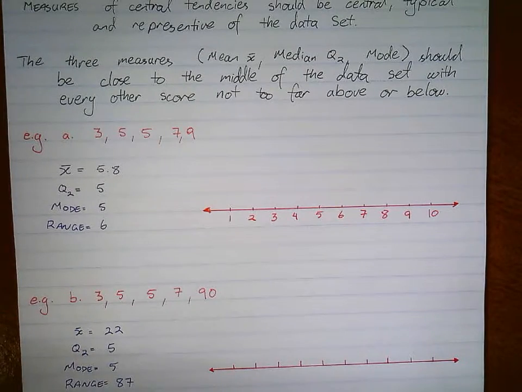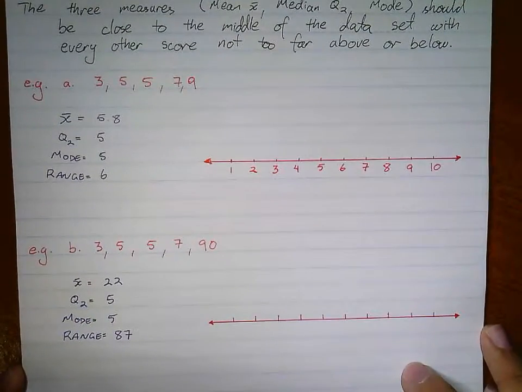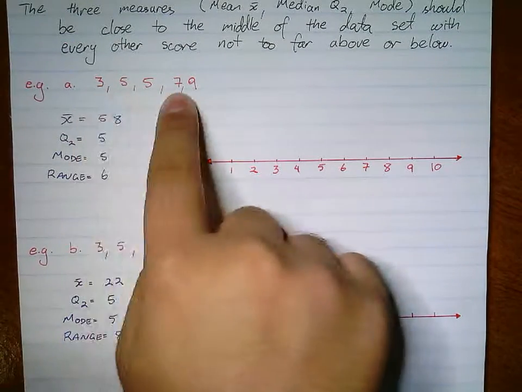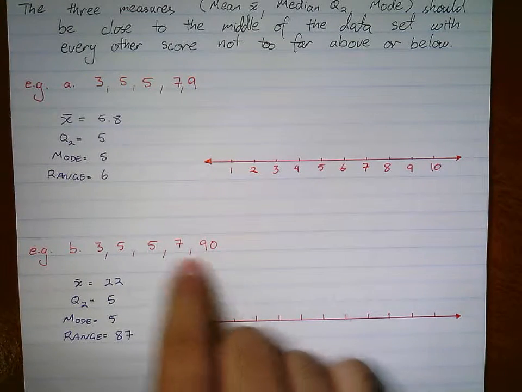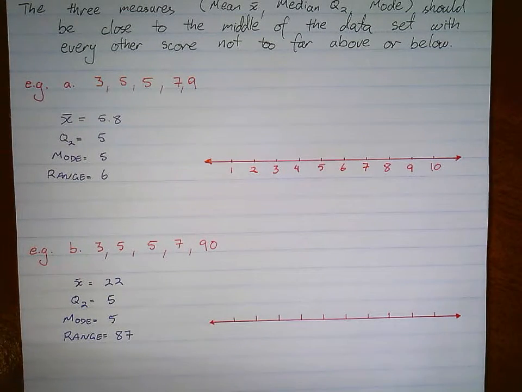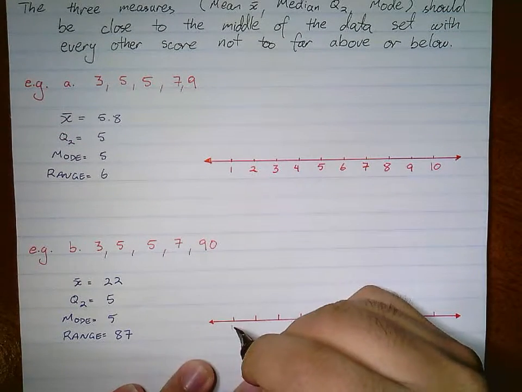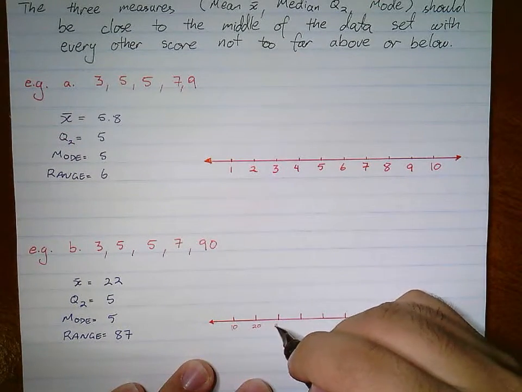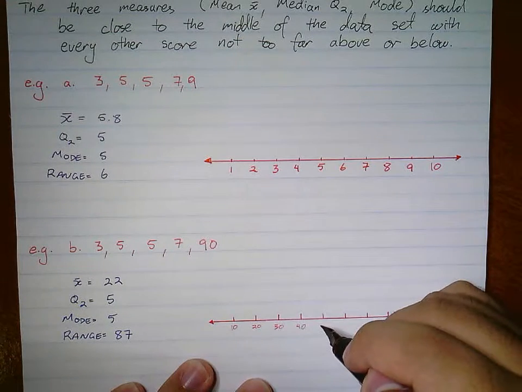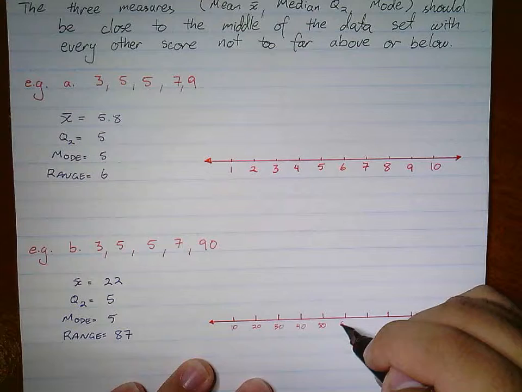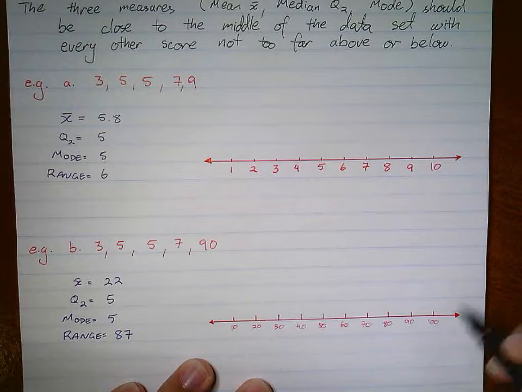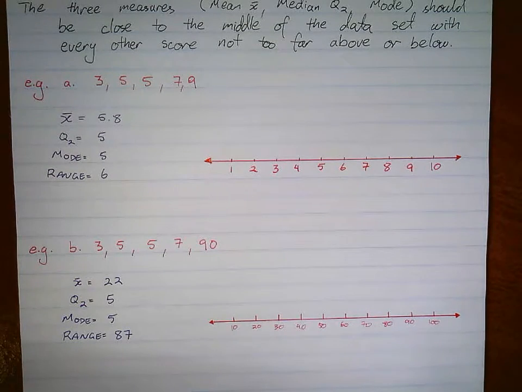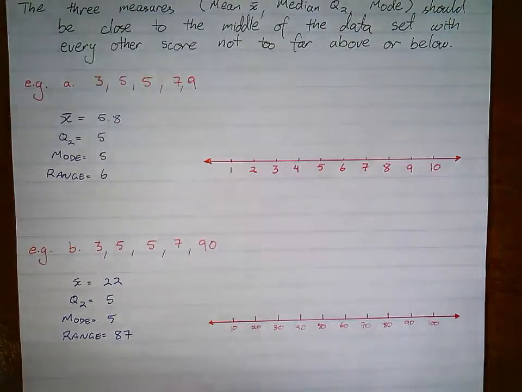So I've pre-prepared some data sets here, and they are very similar, where in example A the 9 has been replaced by 90 in example B. And what we're going to be doing is placing these numbers onto a dot plot here: 20, 30, 40, 50, 60, 70, 80, 90, 100. Let's take a look at what happens to these values when we place them onto a dot plot.